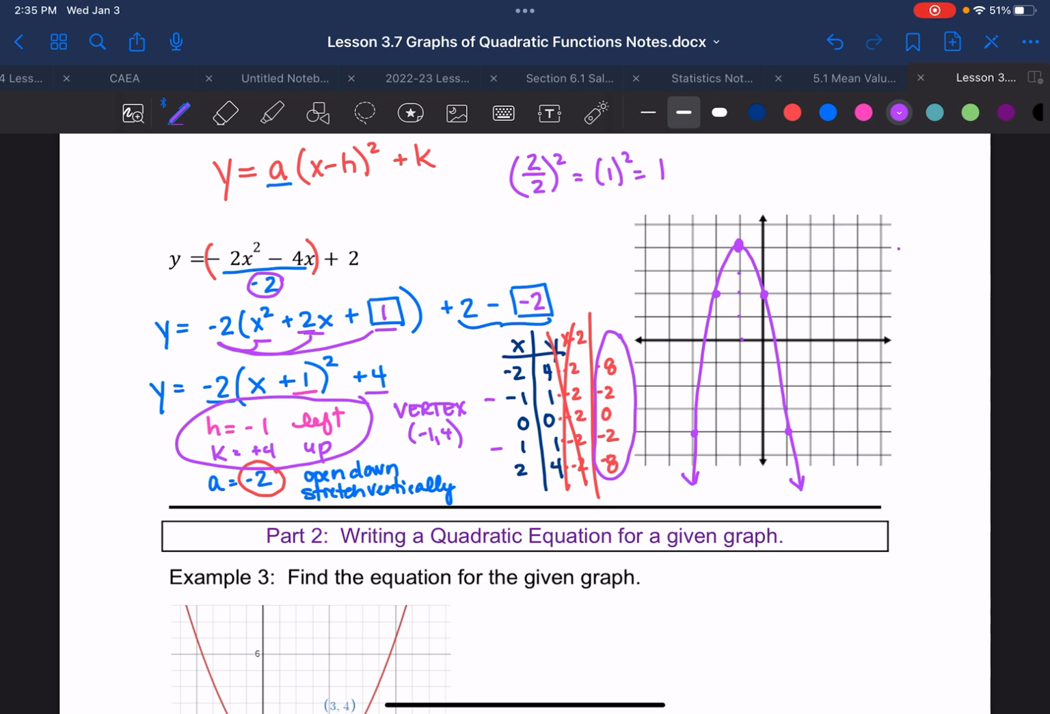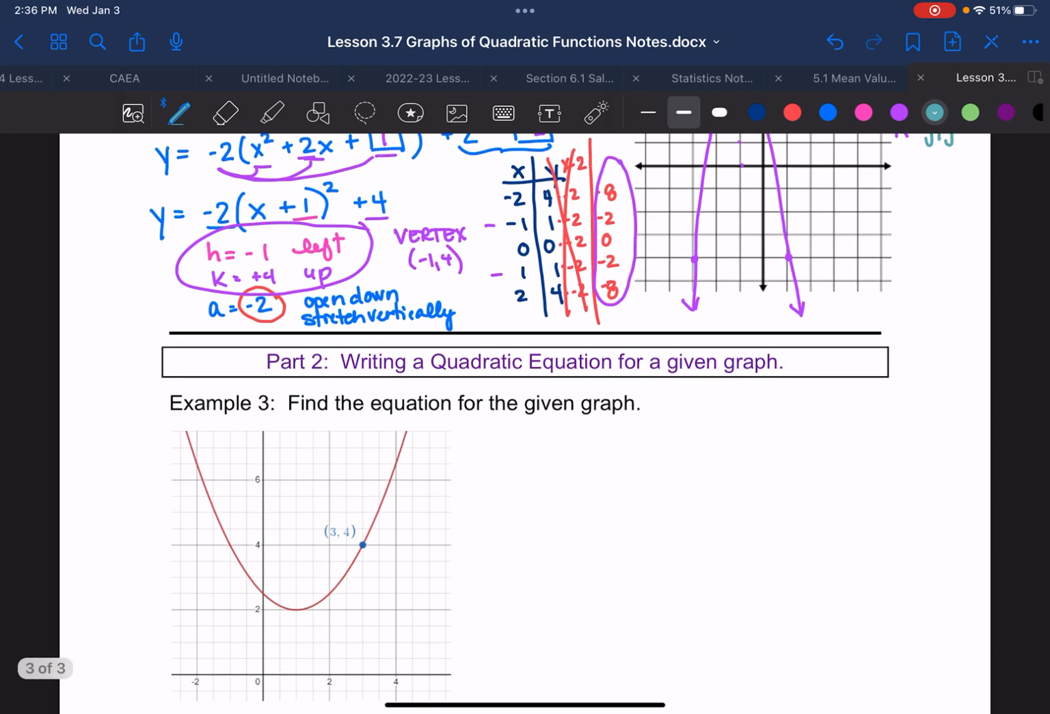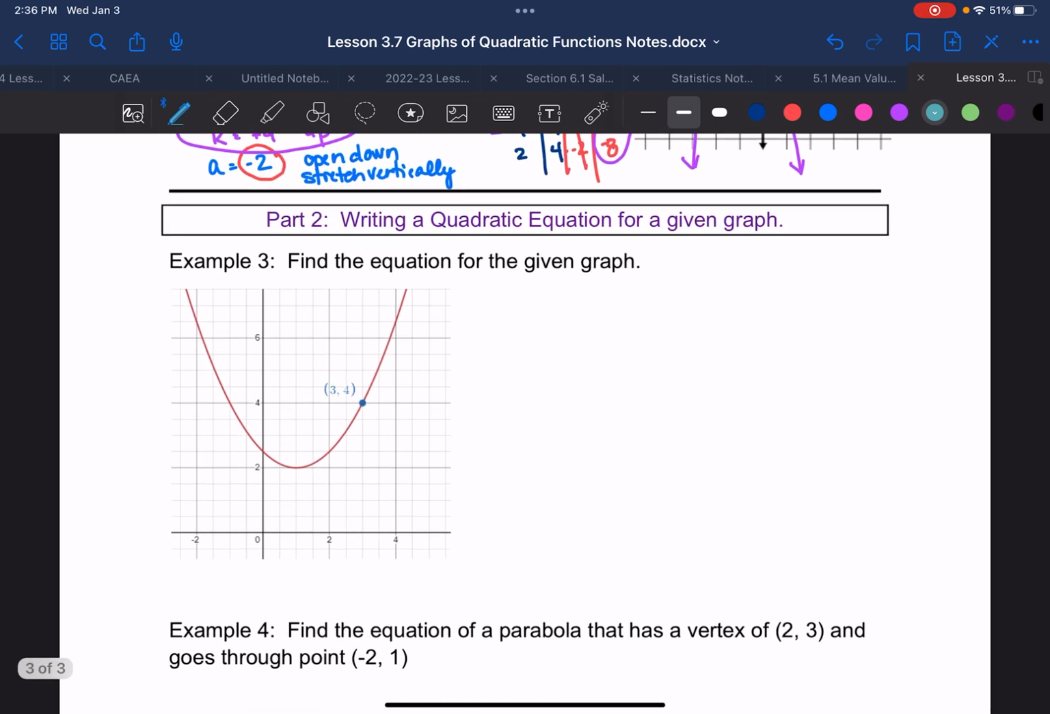Now, if I consider my domain and range, my domain is still going to be all real values, but my range is going to reach a maximum value this time. So my range is going to be all values of y such that y is less than or equal to 4. Now moving down, in examples 3 and 4, instead of asking us to graph, it's asking us to write the equation.